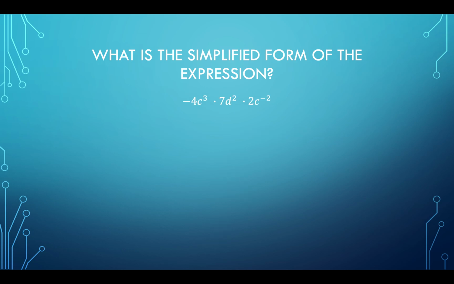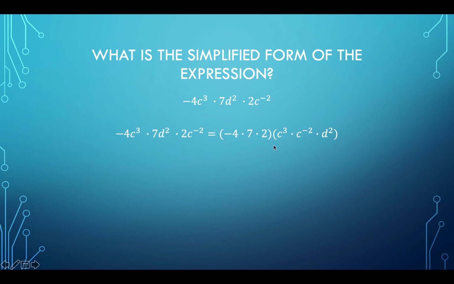Let's try this one. What is the simplified form of the following expression? Negative 4c to the 3rd times 7d squared times 2c to the minus 2. It's okay. First thing I like to do is pull all those numbers out. So we have negative 4 times 7 times 2.